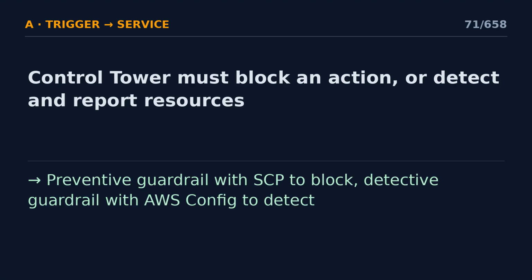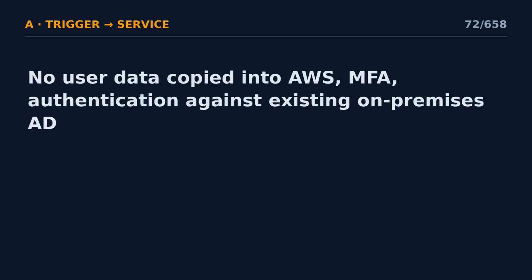Answer: Preventive guardrail with SCP to block. Detective guardrail with AWS Config to detect. No user data copied into AWS. MFA. Authentication against existing on-premises AD.